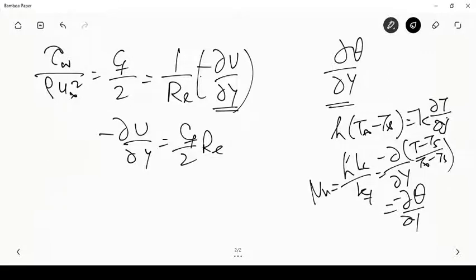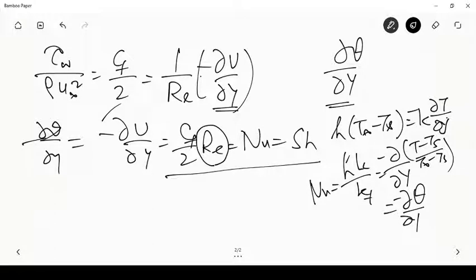So minus del u by del y is also equal to minus del theta by del y, which is equal to the Nusselt number. In the same way, you can get the Sherwood number for the concentration term. The term that we missed yesterday was this Reynolds number. The Nusselt number and Sherwood number would be equal to not Cf by 2, but Cf by 2 multiplied by the Reynolds number. So this is the correction that I wanted to convey yesterday. In yesterday's class, we missed this Re, and that's something that you need to note.